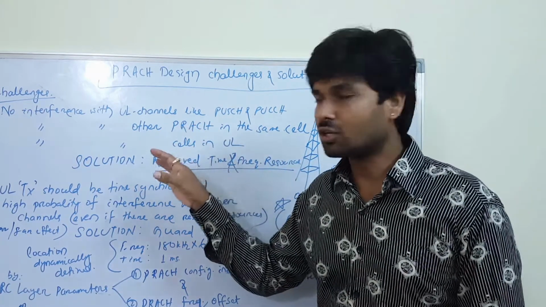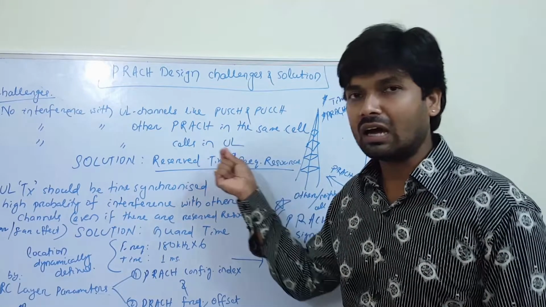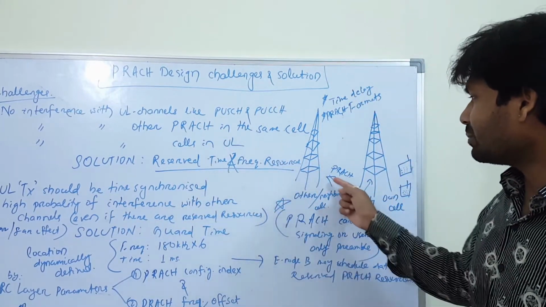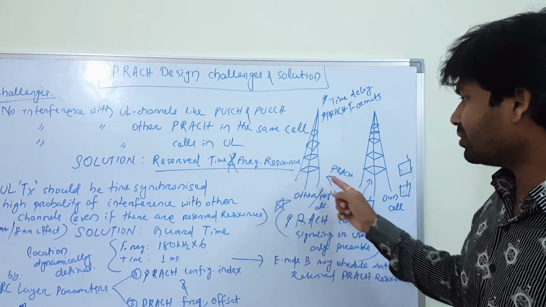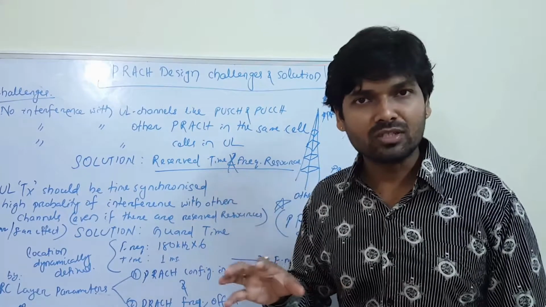And challenge number 3 is no interference with other cells in the uplink. That means with any other neighbor cell, there shouldn't be any interference. So these are the 3 major challenges, and how to resolve this problem.